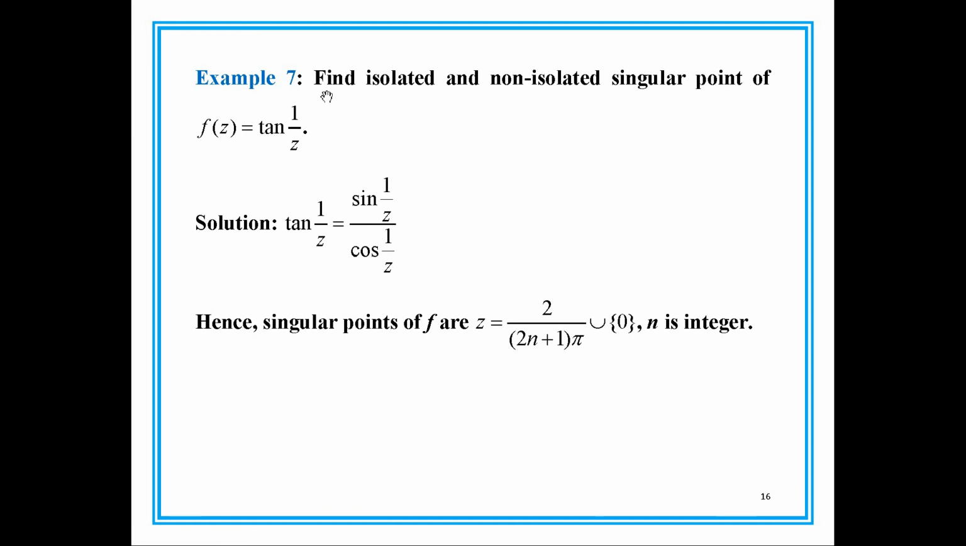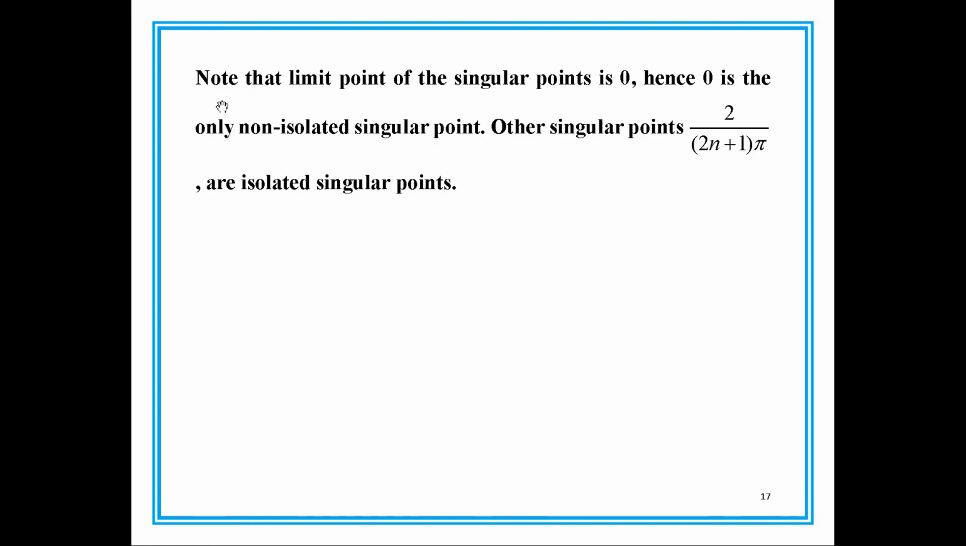One more example. Find isolated and non-isolated singular points of the function f of z is equal to tan of 1 by z. Now tan of 1 by z is sine of 1 by z upon cos of 1 by z. So what are the singular points? It is 2 upon 2n plus 1 pi, union singleton 0, n is an integer. Now note that the limit point of the singular points is 0. So we have only 0 as the non-isolated singular point. And the other singular points, that is 2 upon 2n plus 1 into pi for any integer n, will be isolated singular points for the function tan of 1 by z.